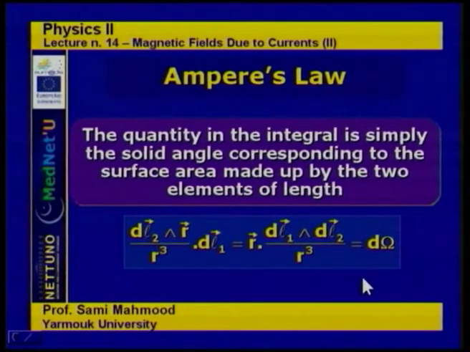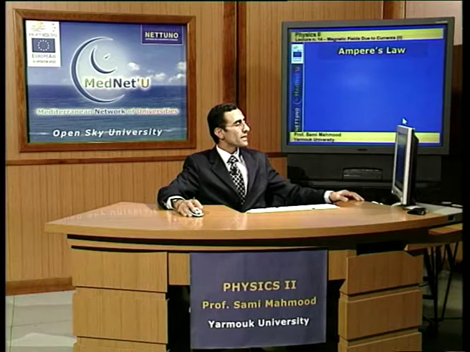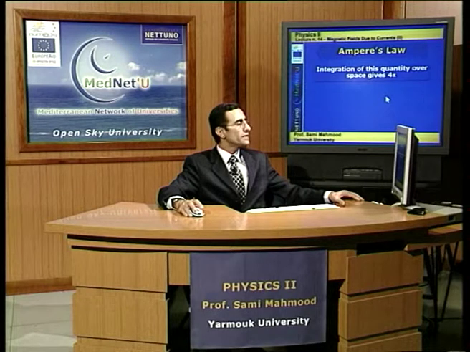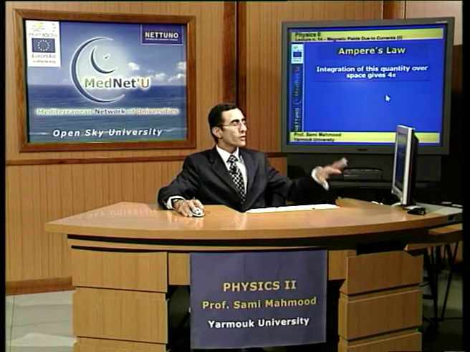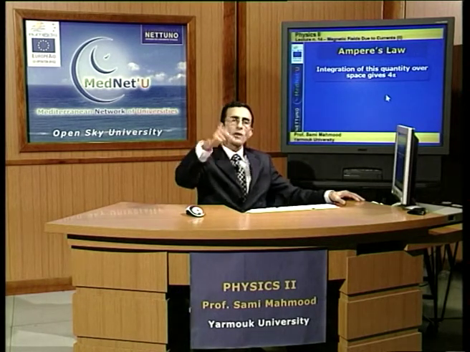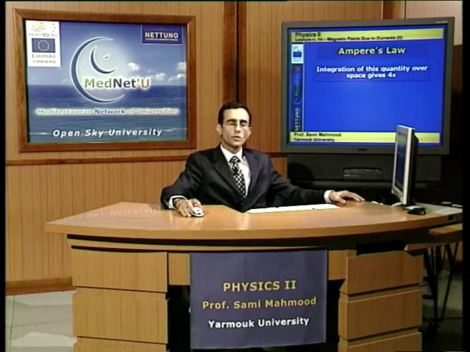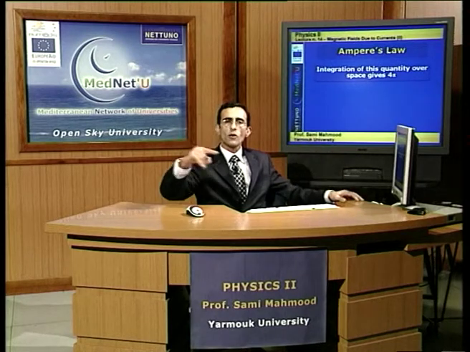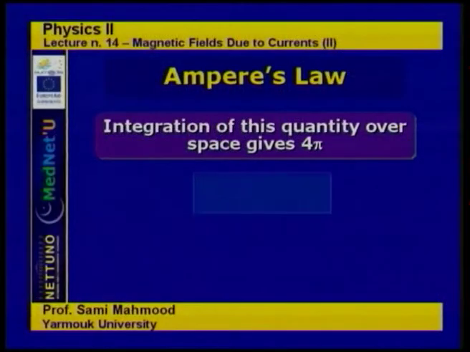And this is simply the solid angle subtended by the element of area that is made by dL1 cross dL2, d omega. That's d omega. And now if we integrate this quantity over all space, this d omega, because we are integrating over the whole loop C, and we are integrating over the whole current carrying conductor, the integration of d omega over all space is equal to 4 pi, simply.